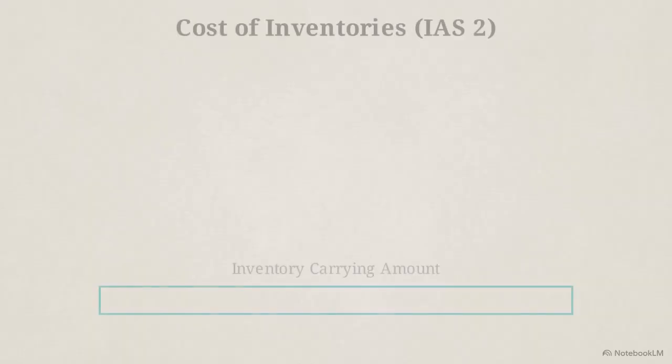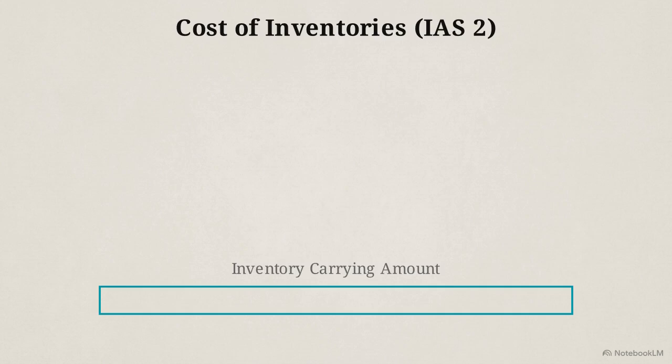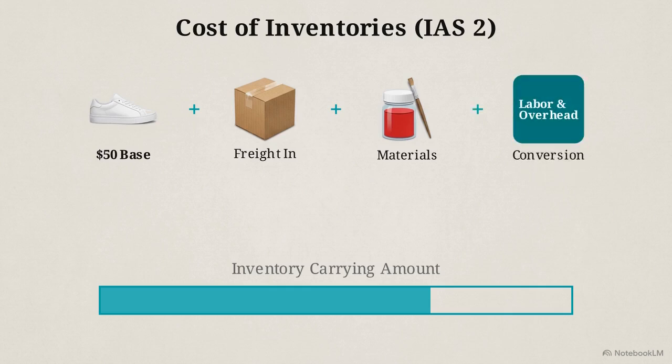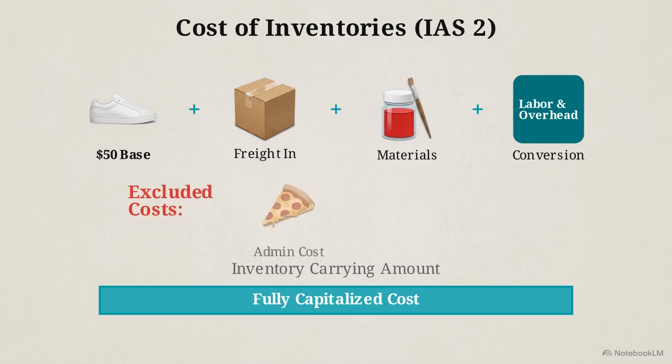This diagram shows how the shoe's value grows as it moves toward the customer. We start with the $50 price tag, then add the shipping fees to get the shoe to Sam, and the cost of the leather paint. Then there is the effort of actually making the product. The hours Sam spends painting and the electricity used to keep the studio lights on are necessary to turn that blank sneaker into a custom piece. We add these making-of costs to the total value.